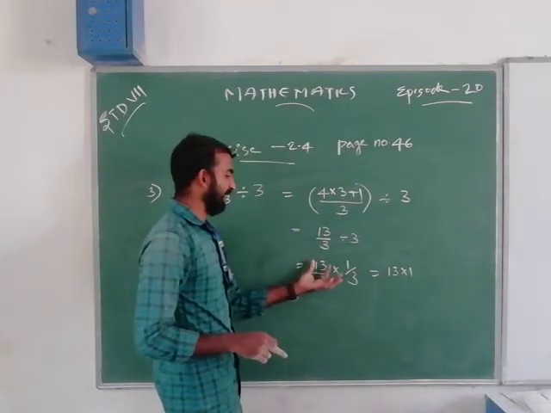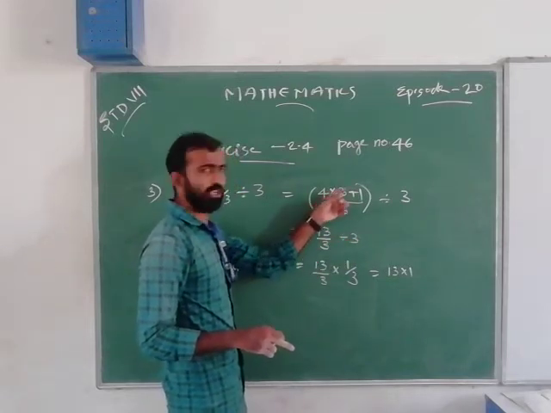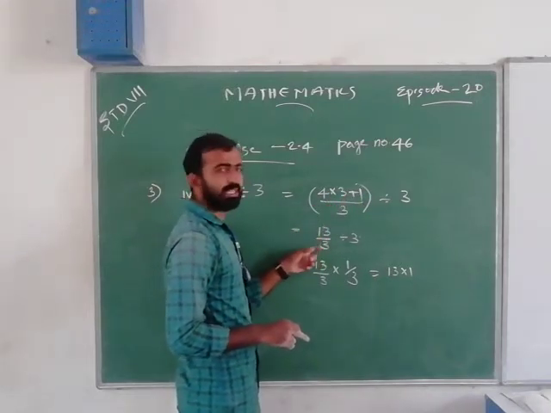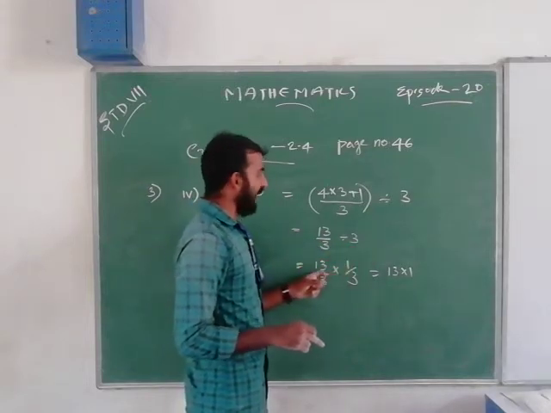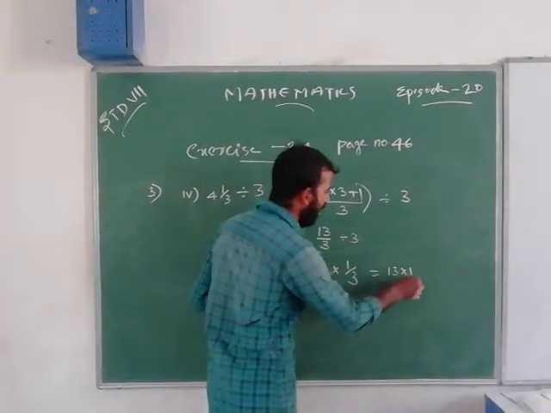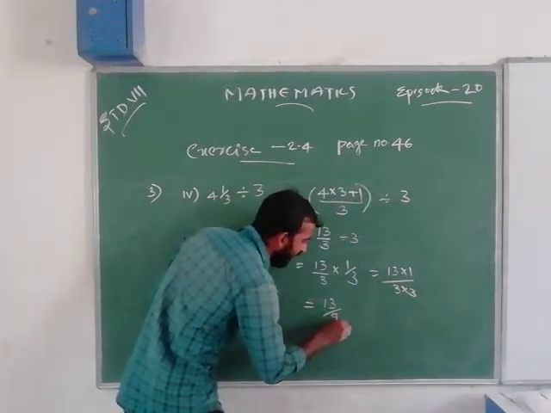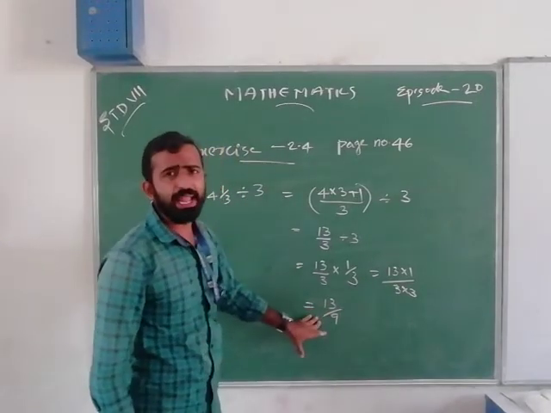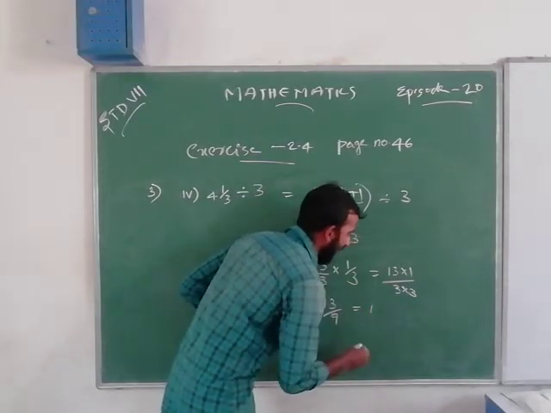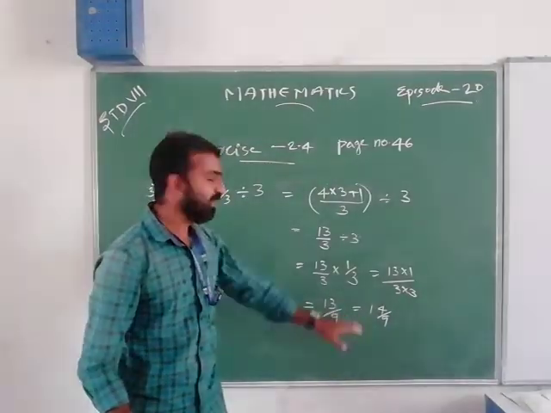Here, not 12, but 13 by 3 divided by 3. 4 into 3 we get 12, 12 plus 1 is 13. 13 by 3 divided by 3 is 13 by 3 into 1 by 3, that is 13 into 1 by 3 into 3, we get 13 by 9. This is an improper fraction, so we can write 1 and 4 by 9.